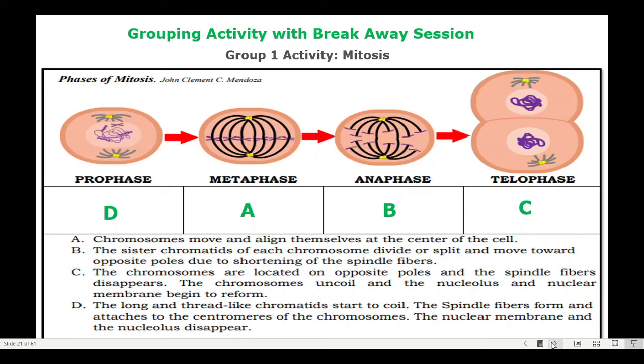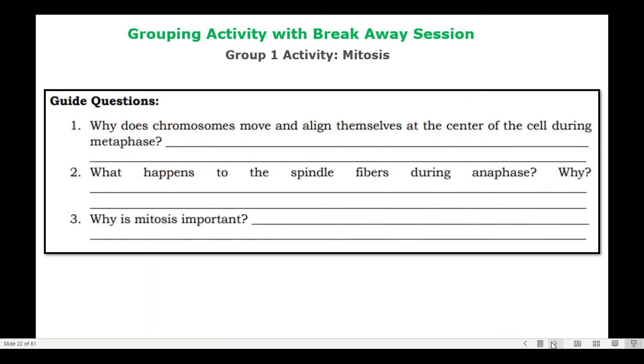Ayun, yun yung nangyayari sa ating telophase. The chromosomes uncoil, so numinipis na si chromosome, nagiging chromatin na, and the nucleolus and nuclear membrane begin to form. Bumabalik na ulit yung nuclear membrane na nucleus kasi nag-divide na yung nucleus. Ang susunod naman is the cytoplasm in a process called cytokinesis. Pag nucleus ang nagdi-divide, karyokinesis ang tawag doon.